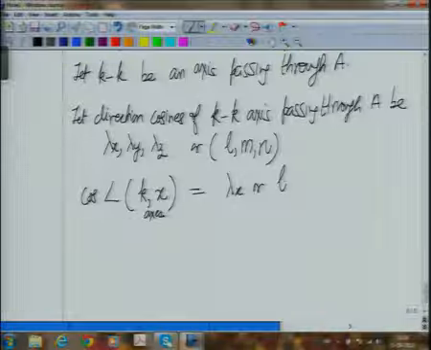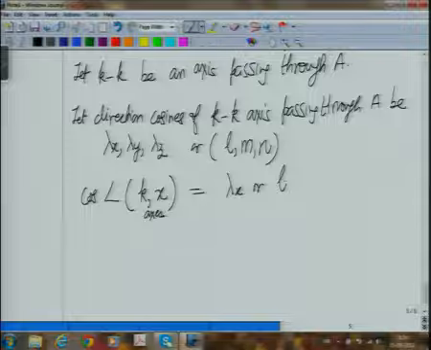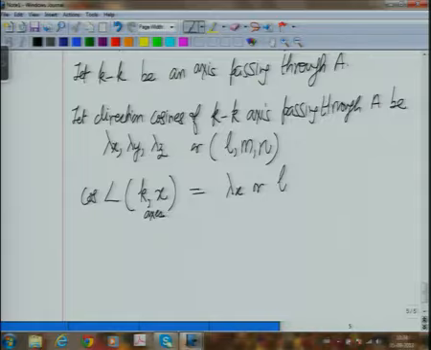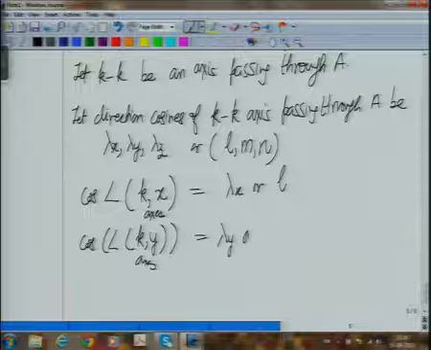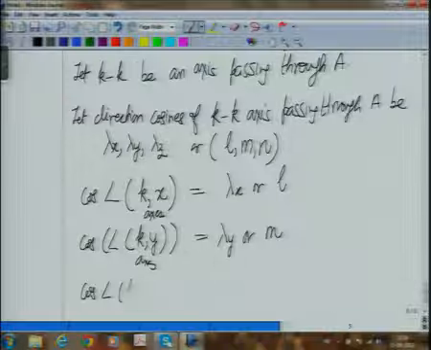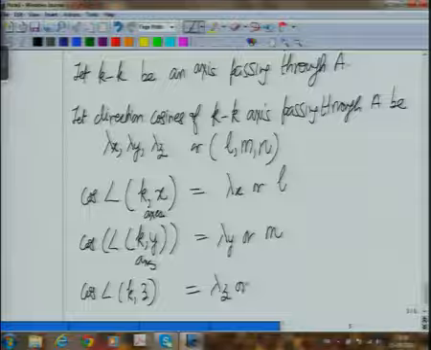There is this K axis. So I look at the angle between the K axis and the x axis. I take the cosine of that, and that is what I term as lambda x or L. Similarly, cosine of the angle between K and y axis is termed lambda y or m, and cosine of the angle between K axis and z axis is lambda z or n.